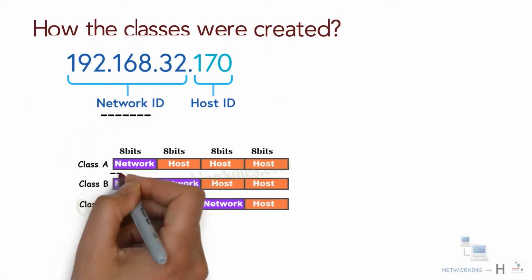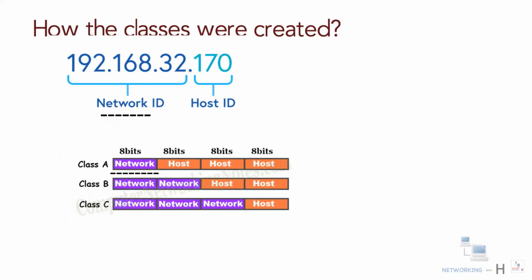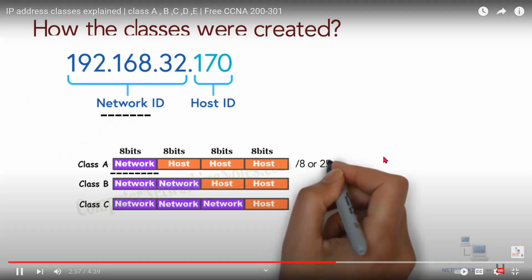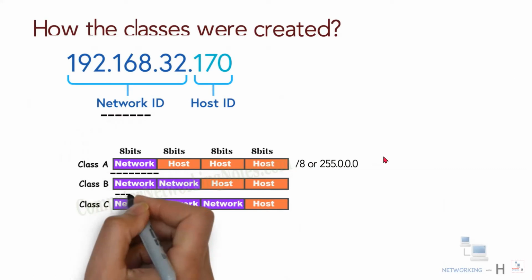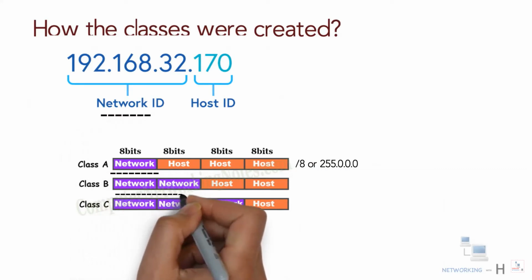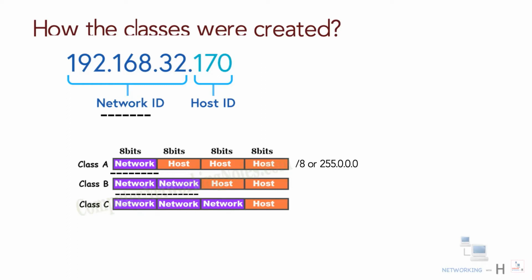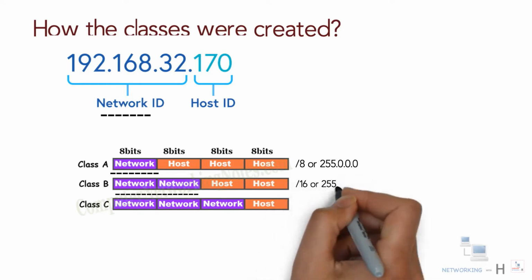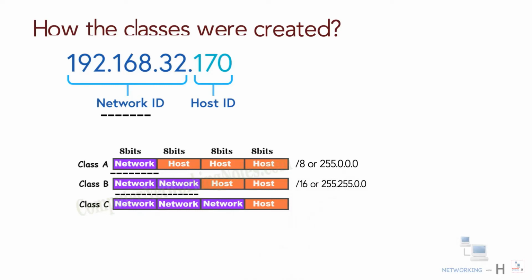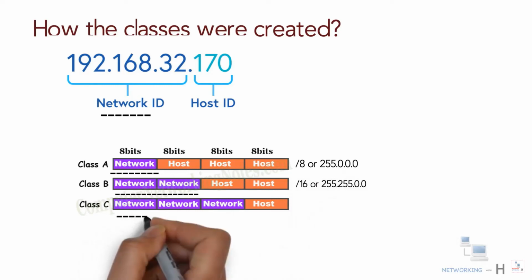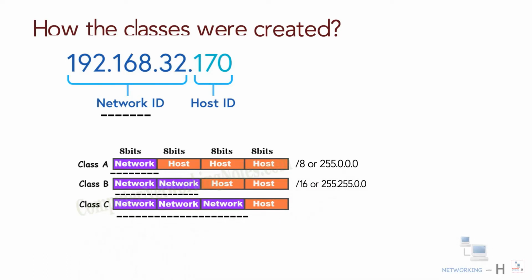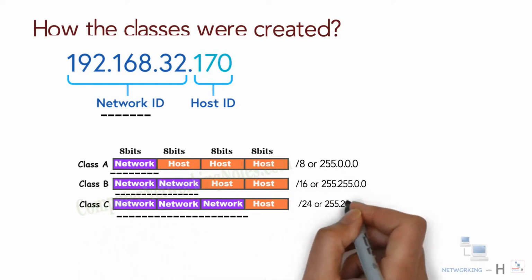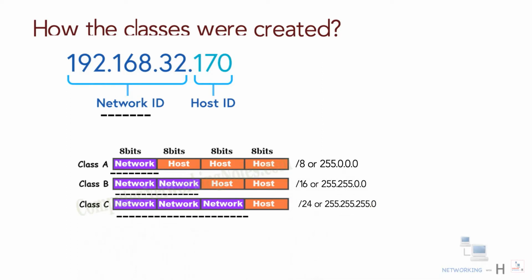In Class A, the first 8 bits are reserved for the network address, which gives you the subnet mask of /8 or 255.0.0.0. In Class B, the first 16 bits are reserved for the network address, which gives you the subnet mask of /16 or 255.255.0.0. In Class C, the first 24 bits are reserved for the network address, which gives you the subnet mask of /24 or 255.255.255.0.